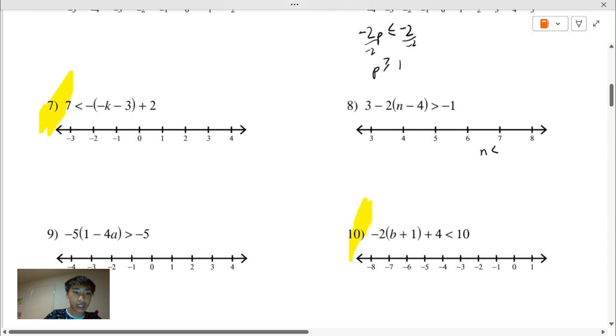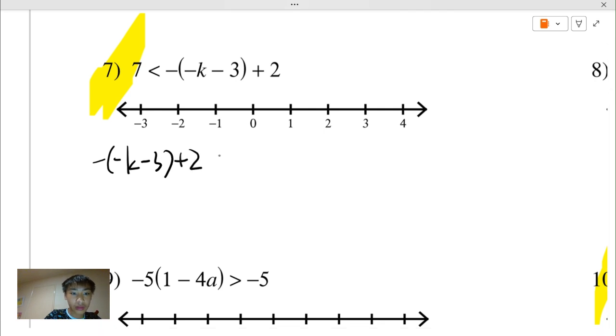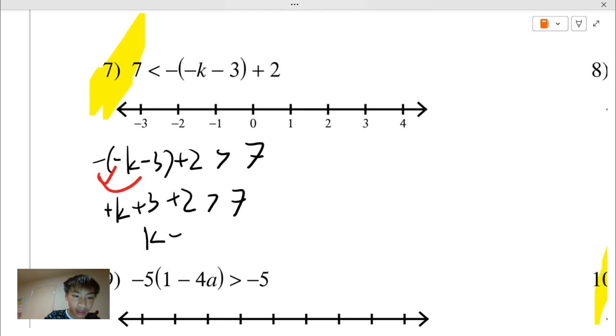Alright, question 7. I'm going to do the same thing by moving this to this side. We have to distribute the negative symbol across. You get positive k plus 3, plus 2 is greater than 7. So k plus 5 is greater than 7. Minus 5 from both sides. And what we get is k is greater than 2. So we have this, there we go again.